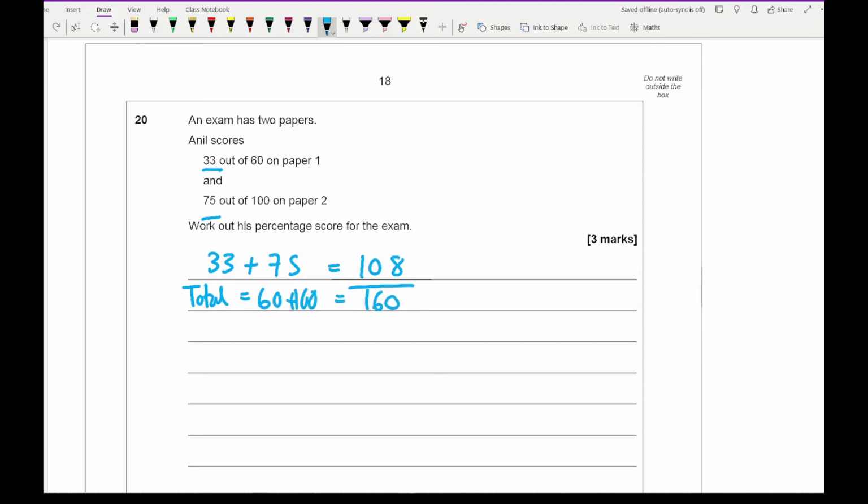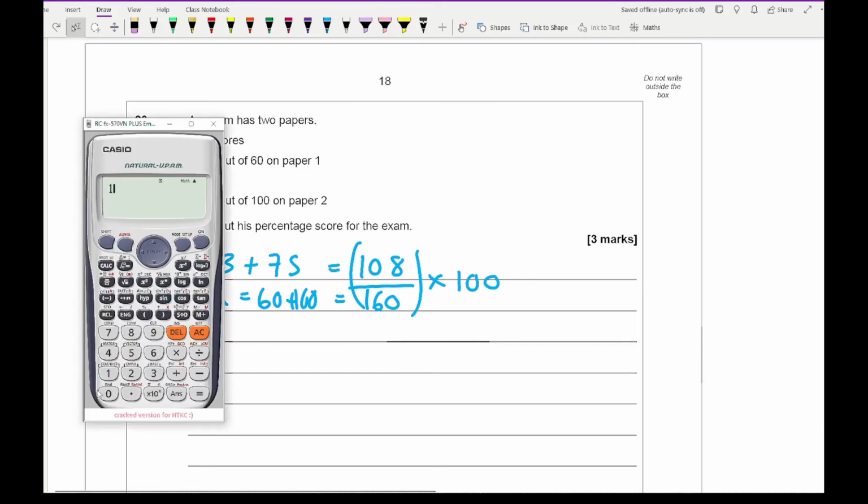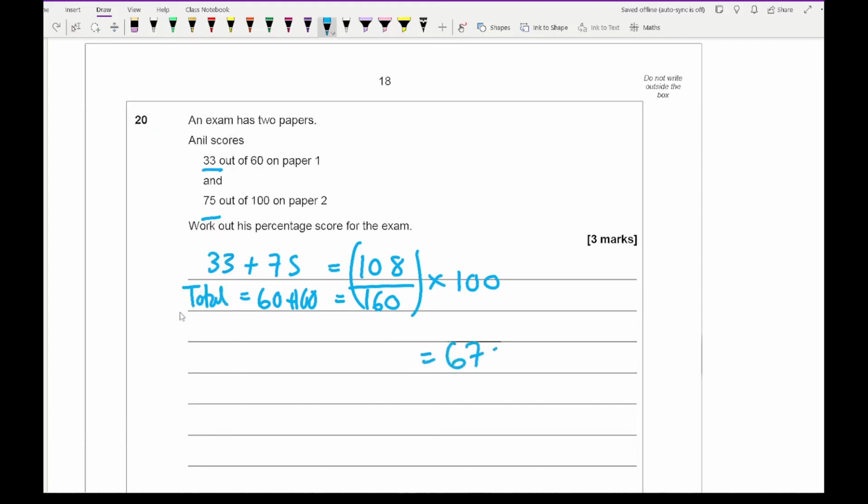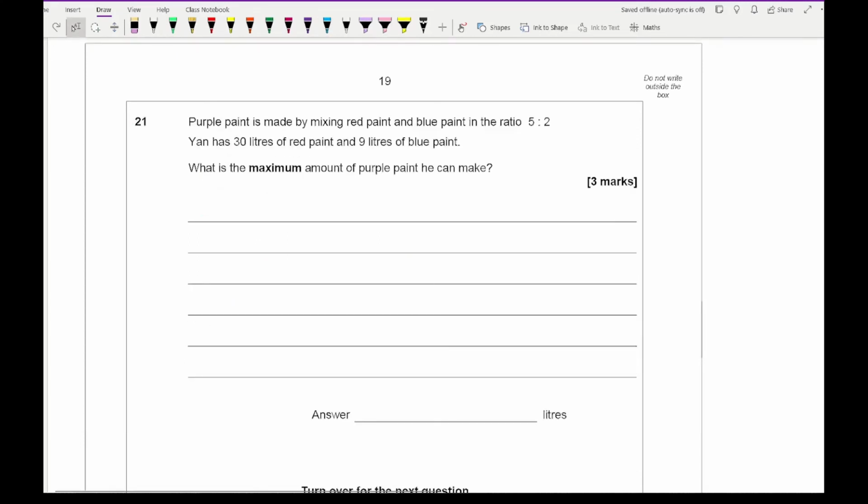And then what I need to then do is convert this into a percentage. So on my calculator, what I'm going to do is 108 divided by 160, and then multiply that by 100, and that gives me an answer of 67.5%.